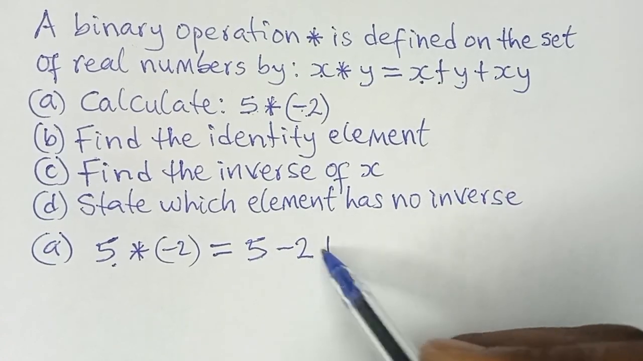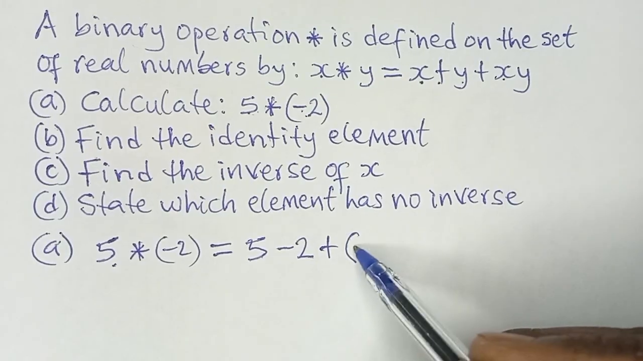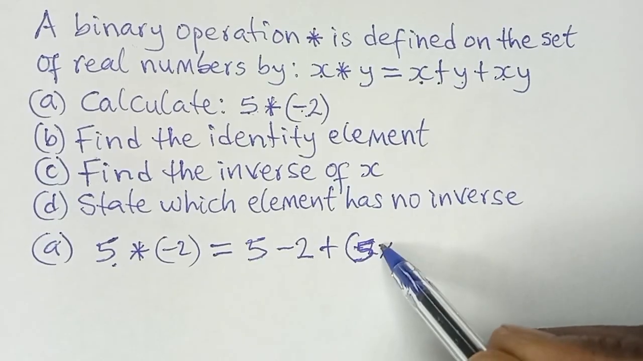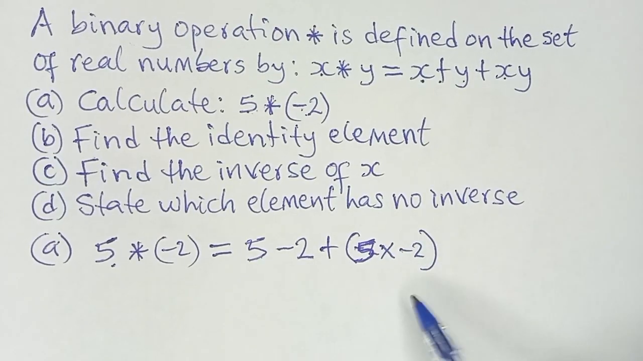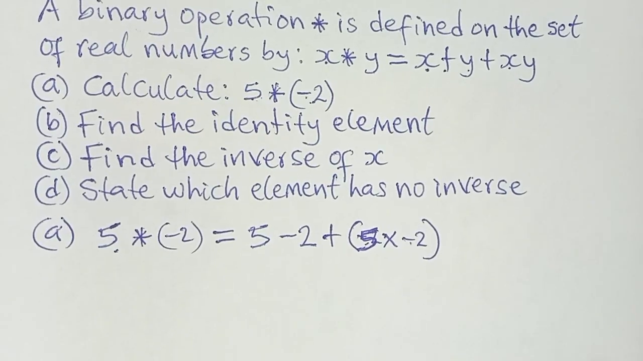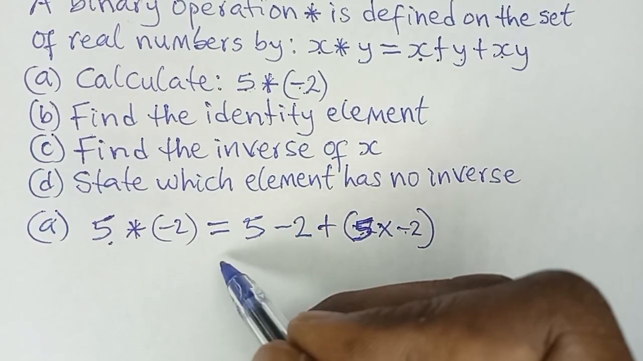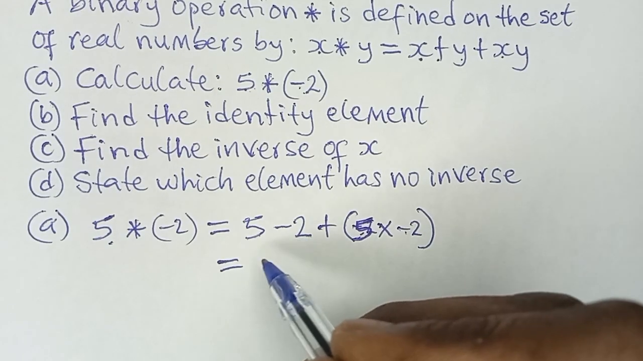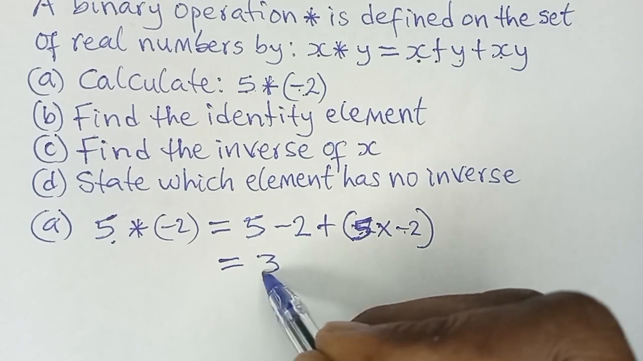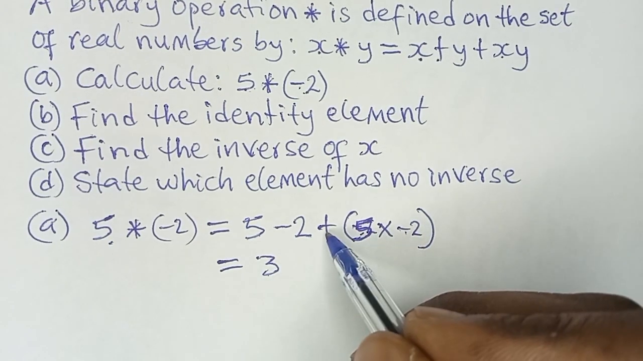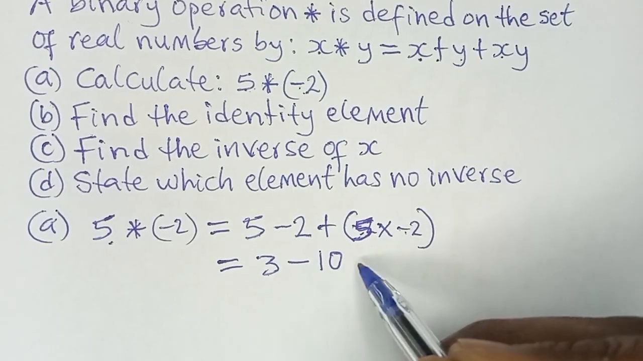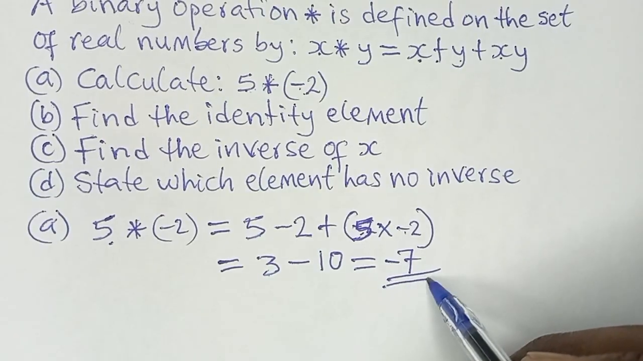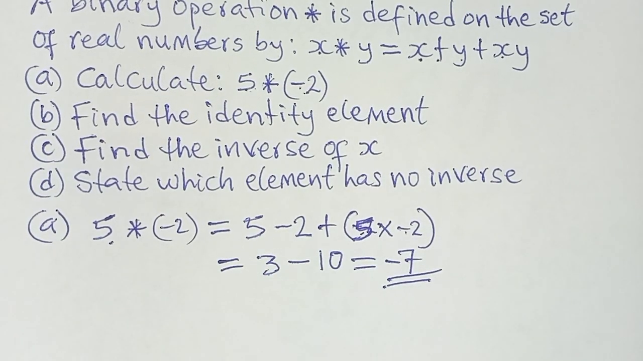And then plus xy, that is 5 multiplied by -2. That is the xy there. Now if we substitute further, we'll have 5 minus 2, which is equal to 3. And then this is -10, a negative multiplied by a positive becomes negative. And then finally 3 minus 10 will give us -7 as the answer. So -7 is the answer to question A.